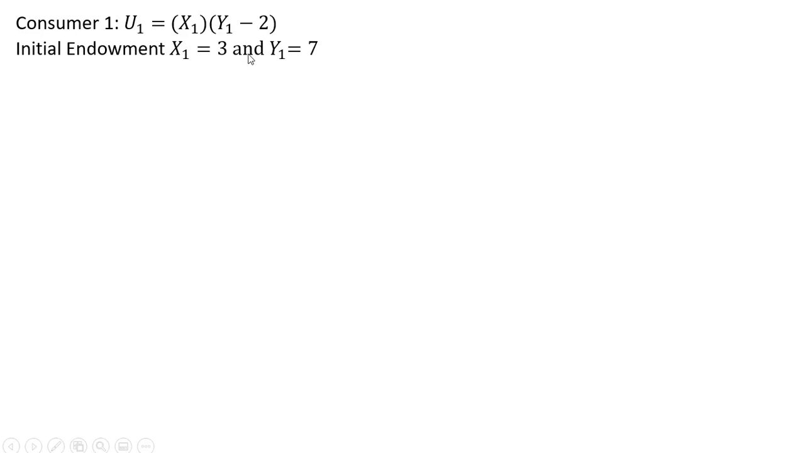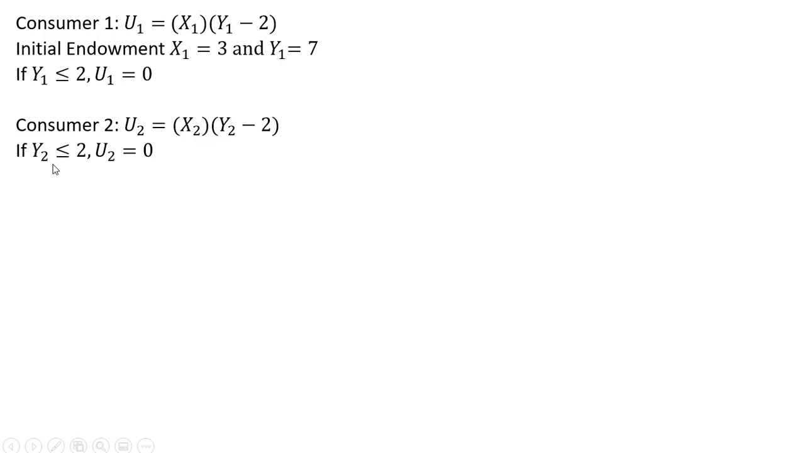Pareto optimal: it is not possible to make one person better off without making at least one person worse off. Here's consumer 1's utility function and consumer 1's initial endowment of good x and good y. One thing to note: if y is less than or equal to 2, this consumer will get utility equal to 0. Consumer 2, same setup, same looking utility function. Once again, if y is less than or equal to 2, utility will equal 0. And the initial endowment here for the consumer is 7 units of good x and 3 units of good y. So in total, we have 10 units of x, 7 plus 3, and 10 units of a good y.